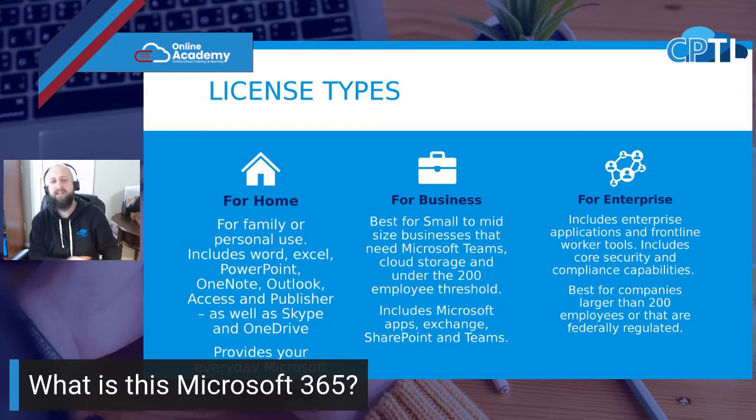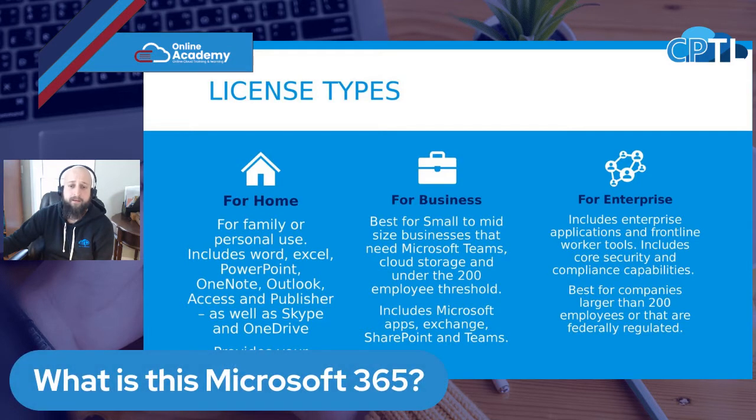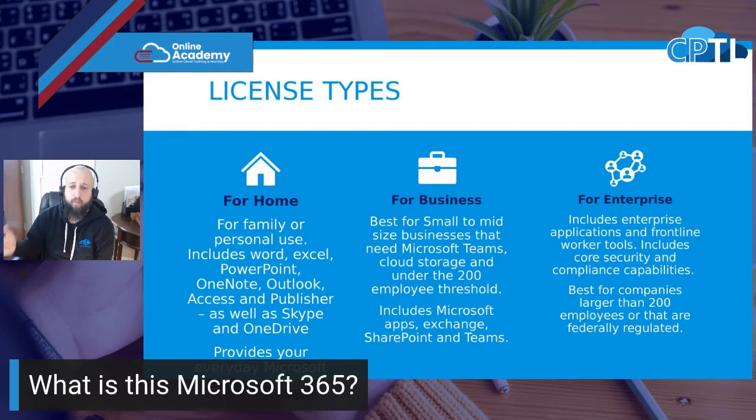So the three different licensing types again. Home provides you and your family a way to include Word, Excel, PowerPoint, OneNote, Outlook, all of those fun applications that you want. Maybe Skype for Business. Skype's probably not utilized very much these days. Maybe some other applications, but still, it is a part of the home plan. Like I said, we're not going to focus on home. We're going to focus on the other two, which are business and enterprise.